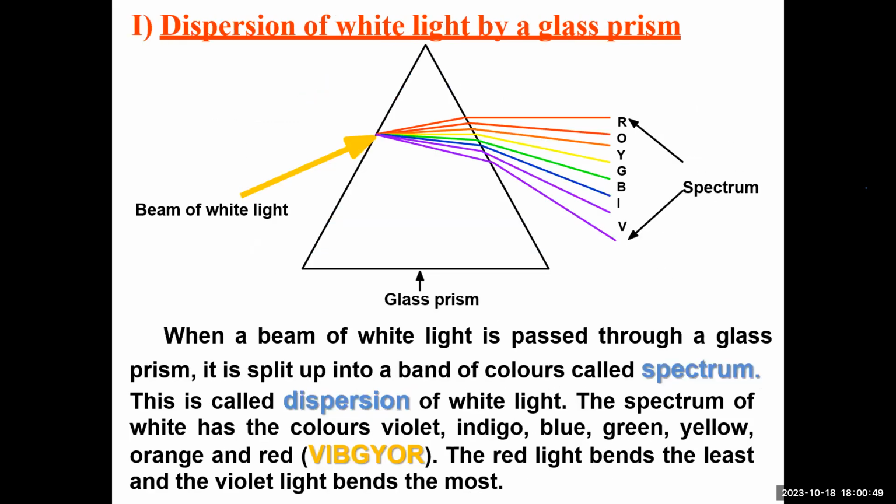So now we are talking about the dispersion of light, dispersion of white light by a glass prism. What is called dispersion of light? Dispersion is nothing else but whenever white light is converted into the Vibgyor colors, different colors, that thing we call a dispersion of light.